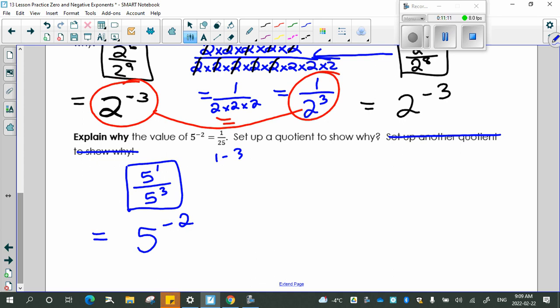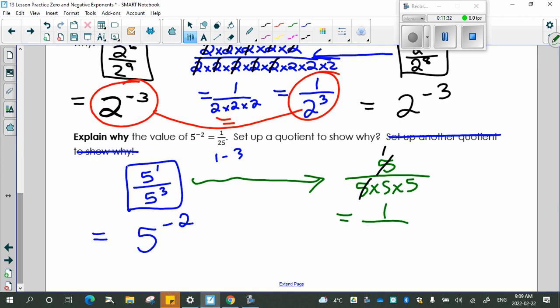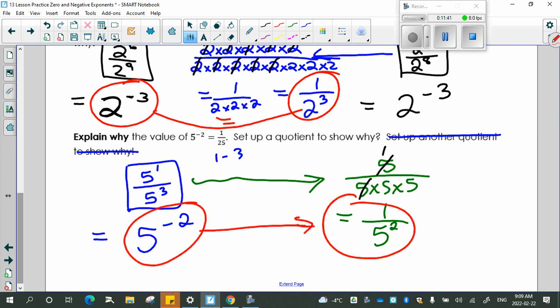Now, how do I show that that's equal to 1 over 25? Well, Josh picked nice and easy ones for us, so I just have a 5 on top and 5 times 5 times 5 on the bottom, because 5 to the power of 3 is 5 times 5 times 5. 1 on top. 5 times 5 can be written as 5 to the power of 2. So that and that are equal.